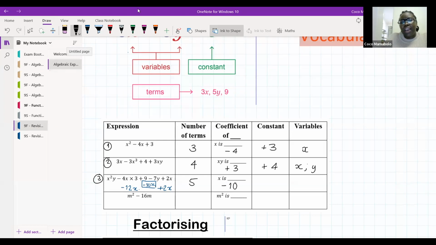Very well done. All right, find me my constant term. What is my constant term here? 9. Good, 9 or positive 9, we can say positive 9, that's fine. All right, cool. And what are my variables? X and Y. Good, X and Y. Amazing stuff. Very well done, Oraldine. Excellent work. Nicely done. Awesome stuff.